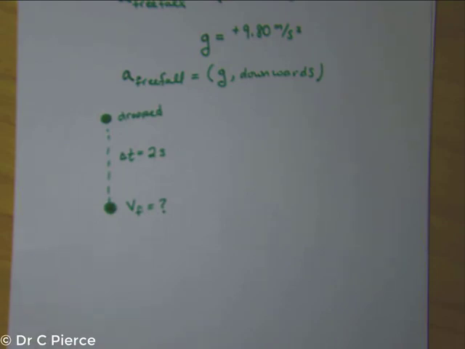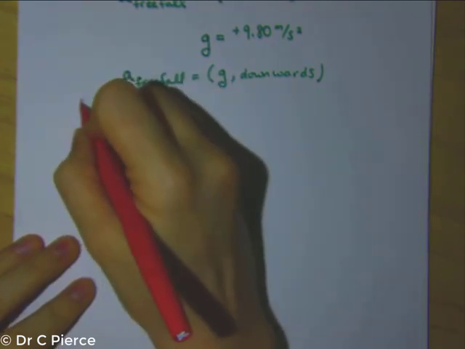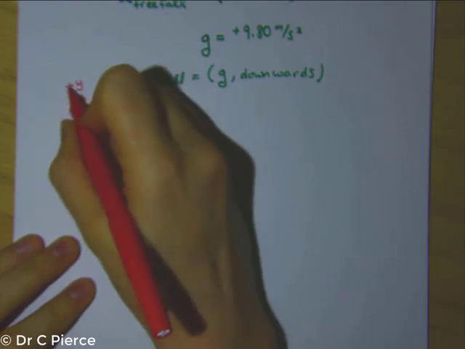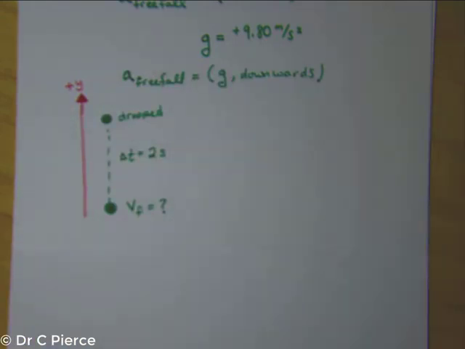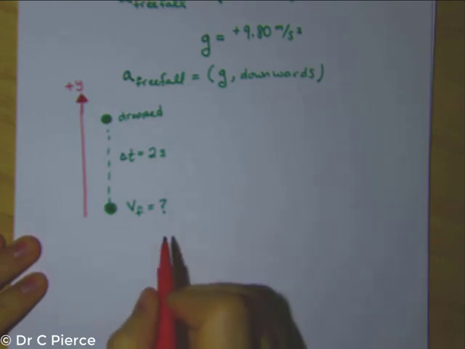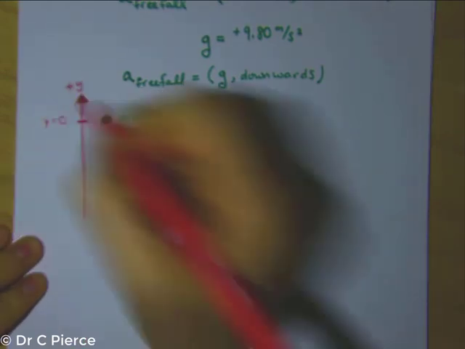So let's assign a coordinate system. And I'm going to happen to choose a coordinate system that's going to count as positive the positive y direction to be upwards. You could choose your origin to be here or here. How about I put it to be here? y is equal to 0.